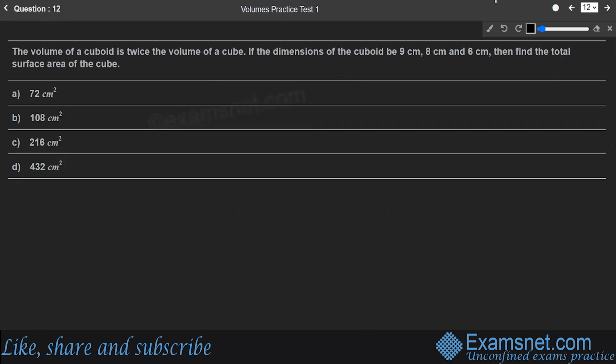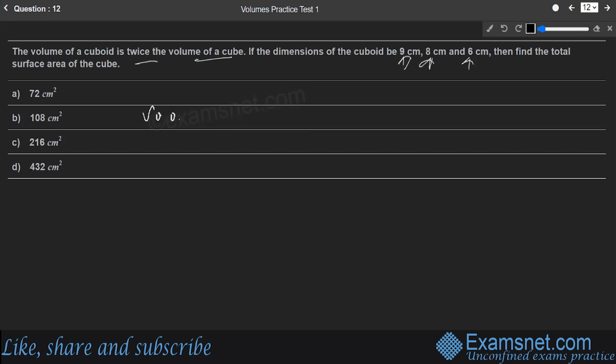Now he says the volume of a cuboid is twice the volume of a cube. If the dimensions of the cuboid are 9 into 8 into 6 centimeter, then find the total surface area of the cube. So first of all, we'll find out the volume of the cube with the help of the connection with the volume of the cuboid, and then we'll be able to find the side of the cube and the surface area. So first of all, let's look at the connection.